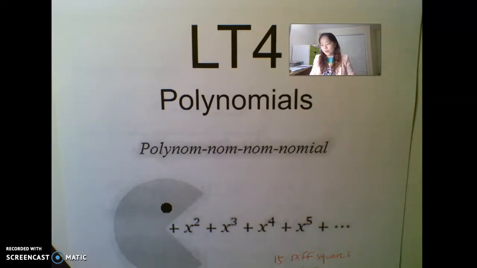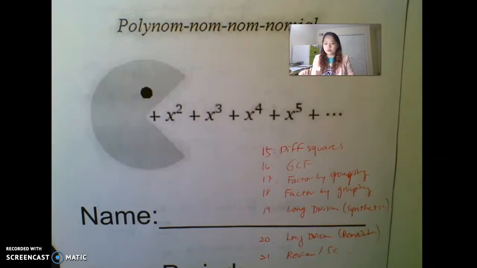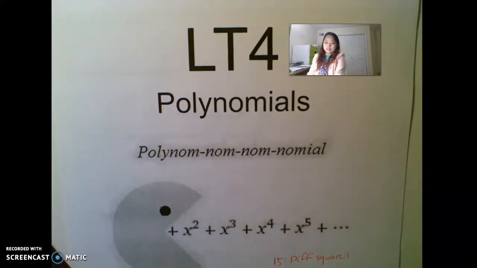So, I kind of jotted down some quick notes. We are actually spending quite a few sessions in here. With polynomials, we're going to start with difference of squares, then GCF, factor by grouping, another factor by grouping. Then we're going to have to divide, then review and skills check. So that's 7 sessions in Learning Target 4. So let's get started.